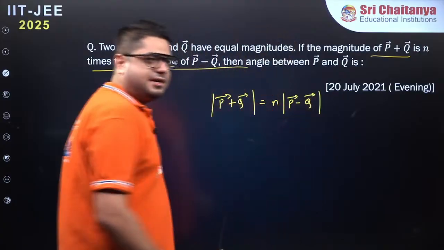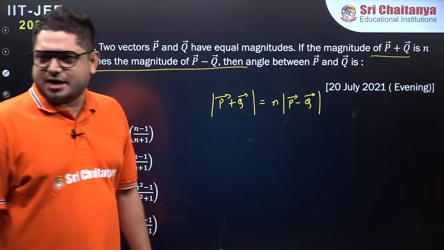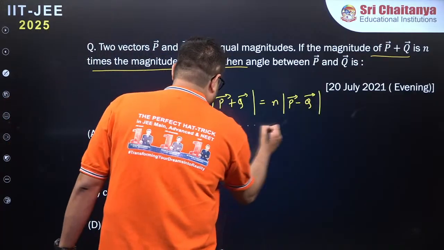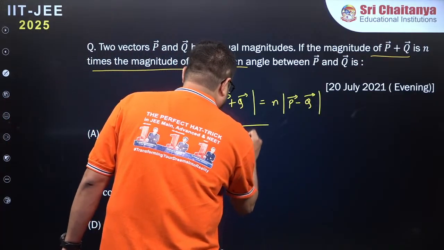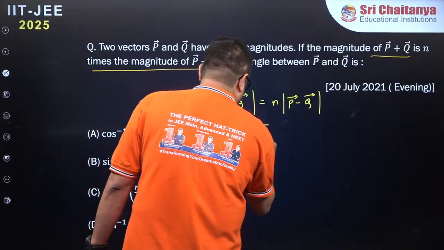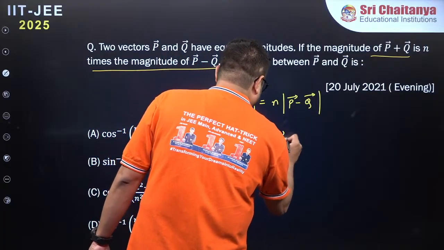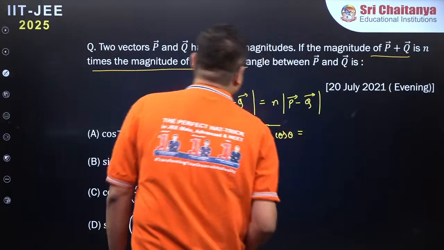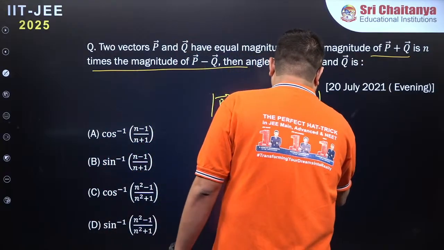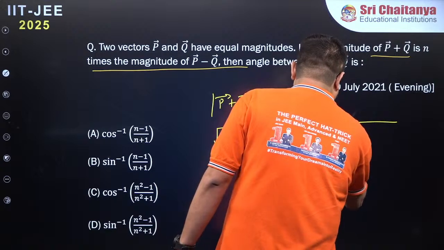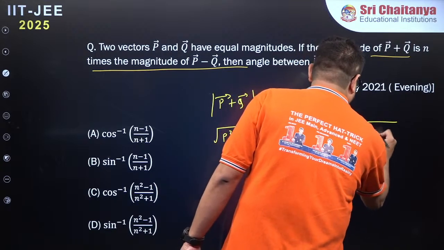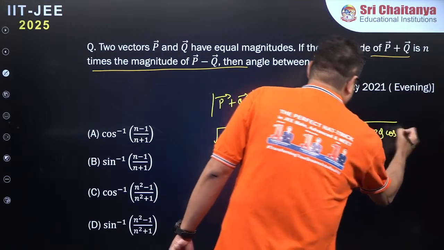That's what is being given. Now you can write down the expressions accordingly. That is going to be square root of P square plus Q square plus 2PQ cosine of theta, the magnitude of the addition of two vectors, you know that, right? It is equivalent to n times square root of P square plus Q square minus 2PQ cos theta, isn't it? So that's what we can say.